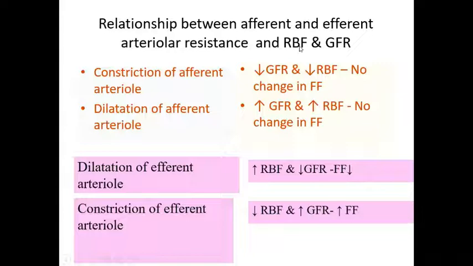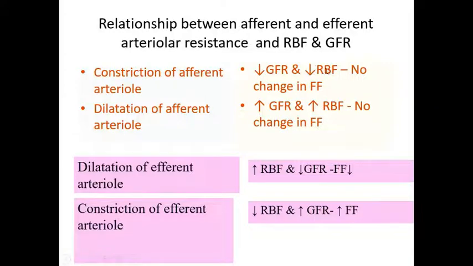Rather, we're interested in the renal plasma flow. Because we say that the filtration fraction is when you divide the glomerular filtration rate by the renal plasma flow. What you're going to get is a filtration fraction. So, constriction of afferent arterioles. If you have constriction of the afferent arterioles, it means that the renal plasma flow is going to reduce, the glomerular filtration rate is going to reduce, and also the renal plasma flow. Forget about the renal blood flow here, mainly it's renal plasma flow.